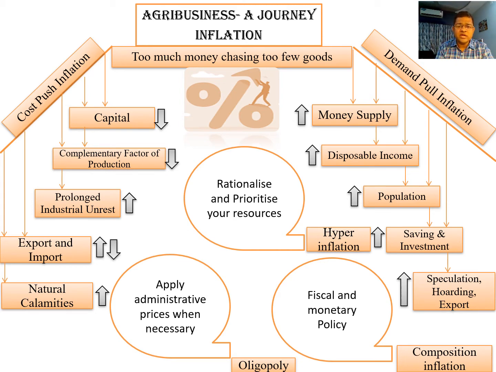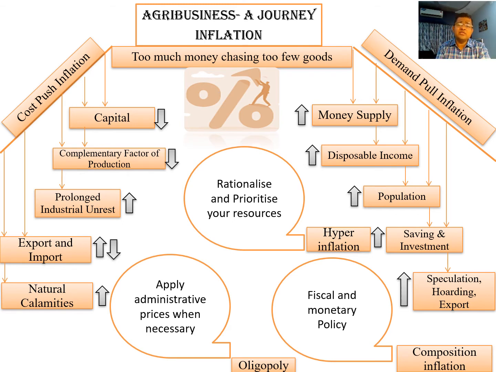The second element is the increase in disposable income. You all know that when the interest rate decreases or the government gives tax exemptions to the consumer, then the consumer will find more money in their pocket. When more money comes to the consumer's pocket, then demand for different types of commodities also increases. In absence of supply, it will add inflation.